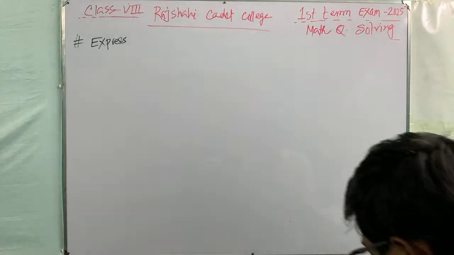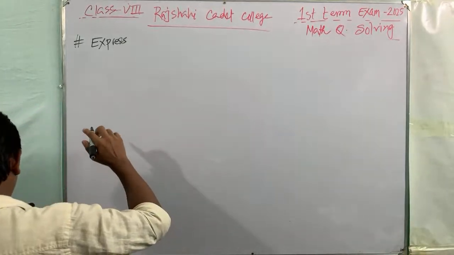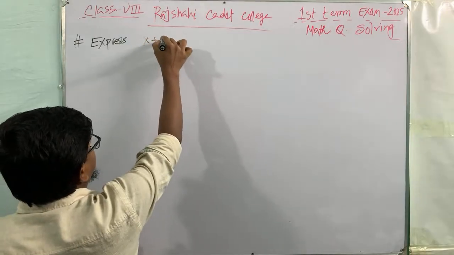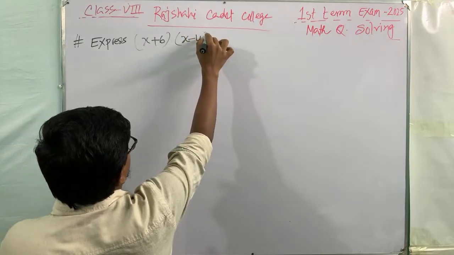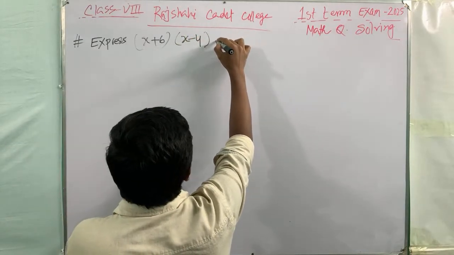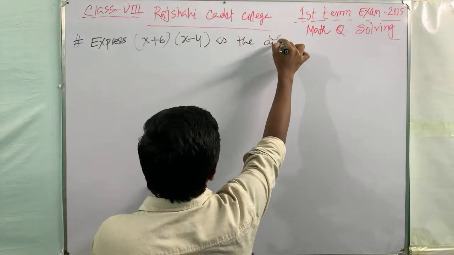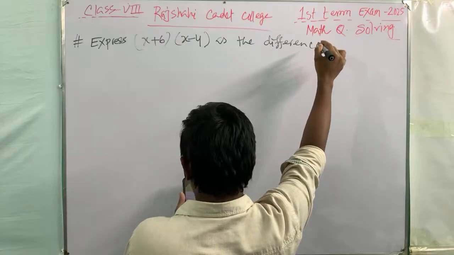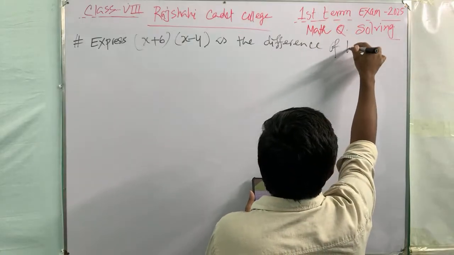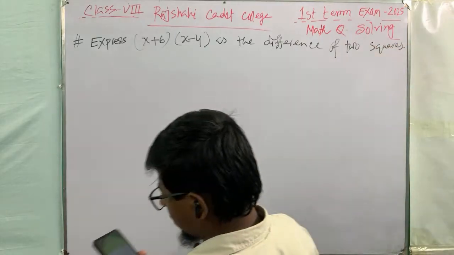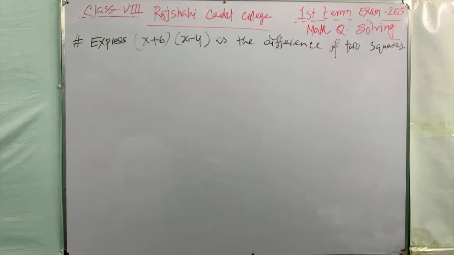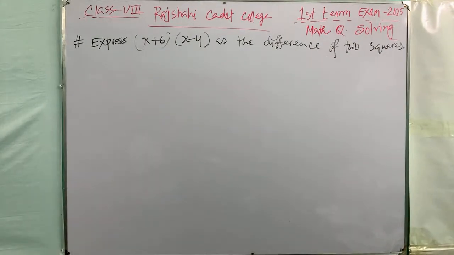Okay, let's do 6a number question. Express x plus 6 times x minus 4 as the difference of two squares. This question is from your book. I mean, the concept is from your book. Why was it difficult for you?